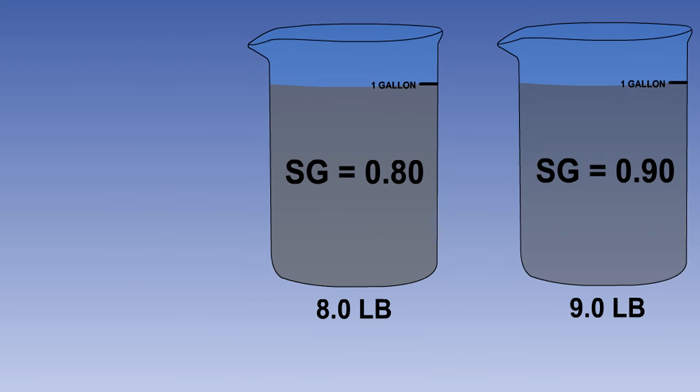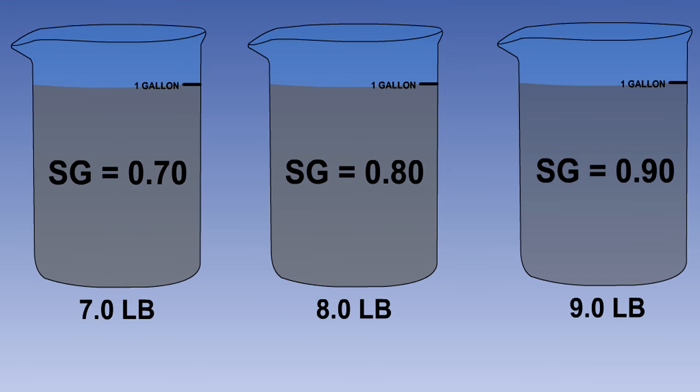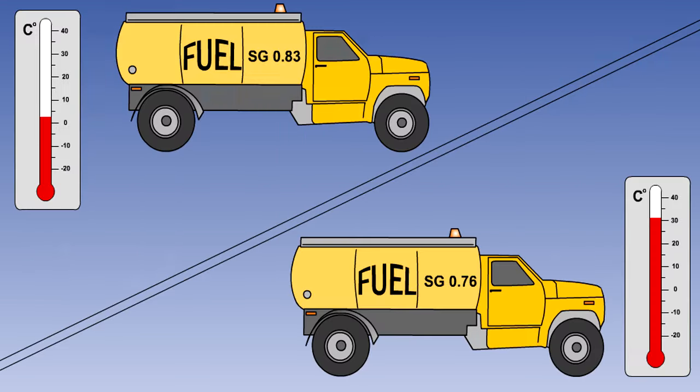The higher the specific gravity of a fuel, the greater will be the mass or weight of fuel for a given volume. And conversely, the lower the specific gravity, the less will be the mass or weight for any given volume. The specific gravity of fuel varies inversely with its temperature, so, depending on the storage conditions, the specific gravity of the fuel supplied to an aircraft may be different from the standard value.